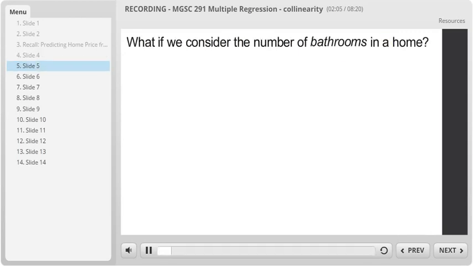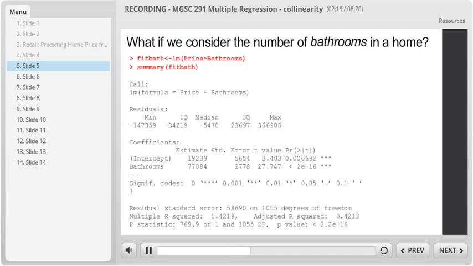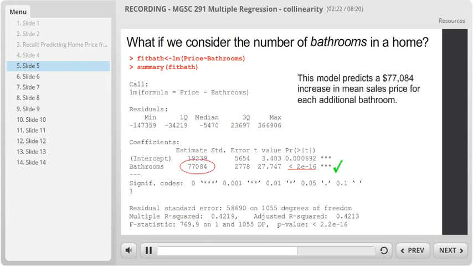What if we consider the number of bathrooms in a home? Do you think that is an important predictor of sales price of a home? Let's start by fitting a simple linear regression of sales price on number of bathrooms. The p-value is significant for this model, and the slope tells us that this model predicts a $77,084 increase in the mean sales price for each additional bathroom in a home.